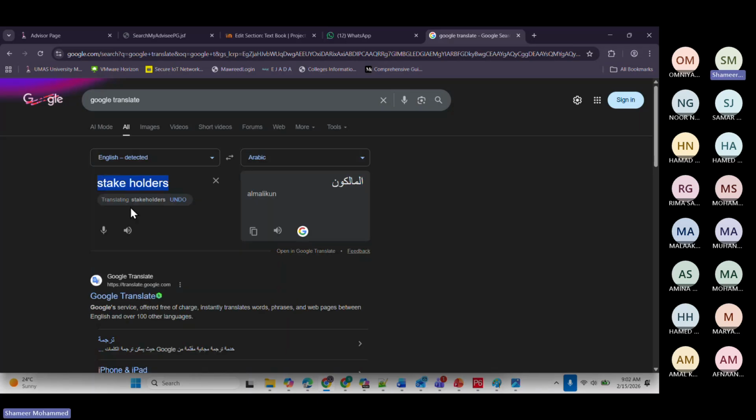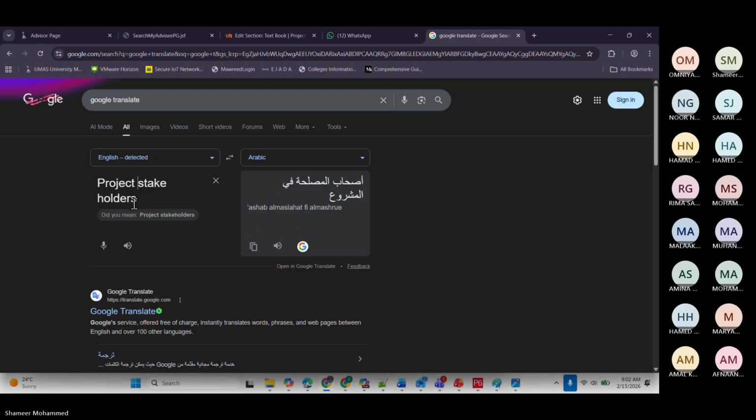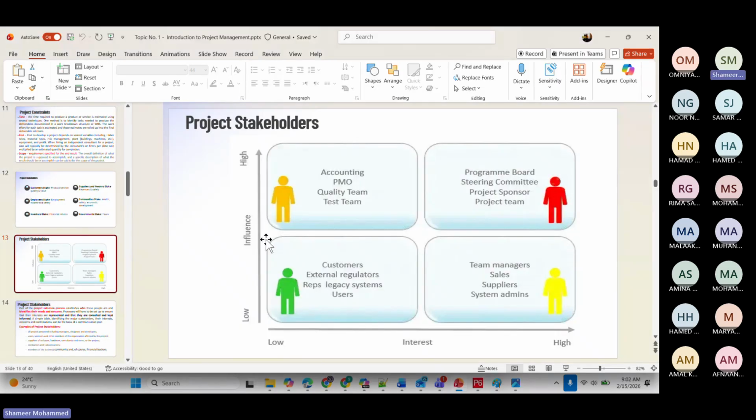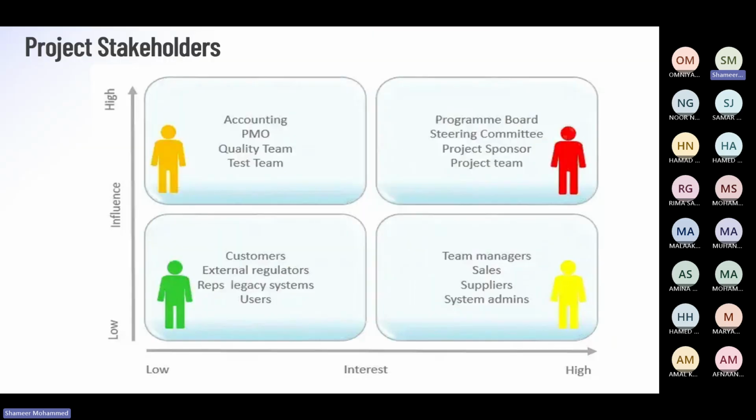Project stakeholders. Who is participating in the project? Understand? Now, this is one type of graph where you may get an activity type of question. In this type of graph, on the x-axis you have interest.